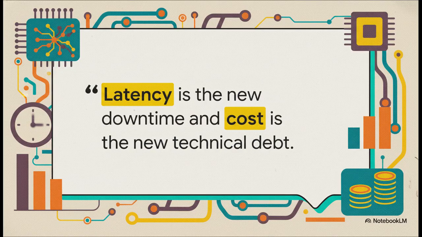So let's wrap this up with a final thought. We're all obsessed with bigger, more powerful models, but the future of AI is just as much about smarter, more efficient system design. I love this quote. Latency is the new downtime, and cost is the new technical debt. Think about that. Mastering something like prompt caching isn't just a nice-to-have optimization. It's a core skill you need to build the next generation of AI.